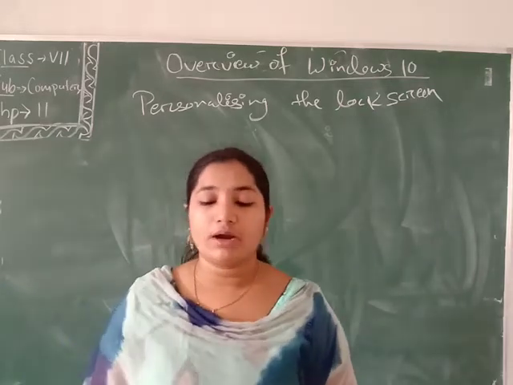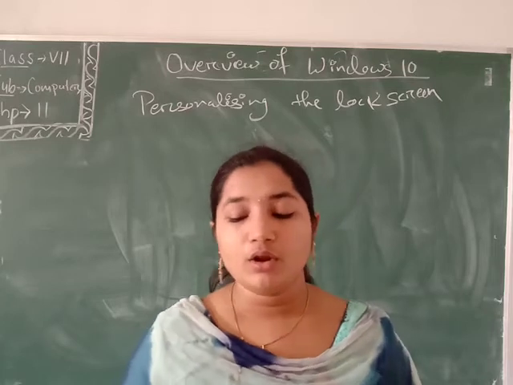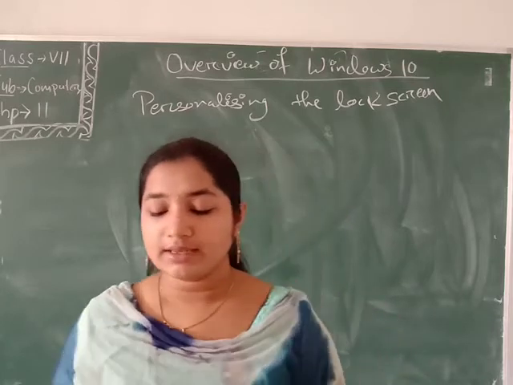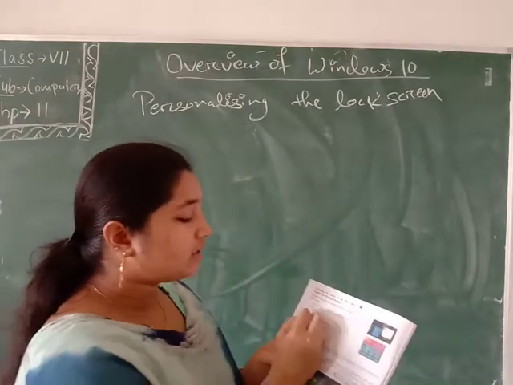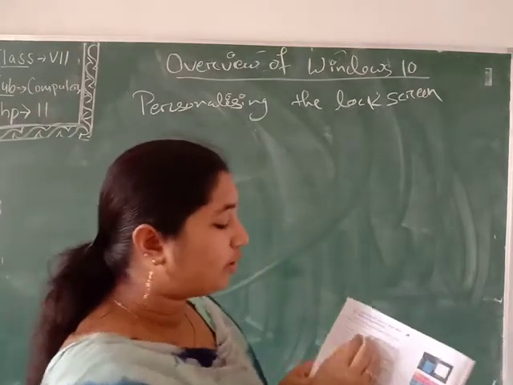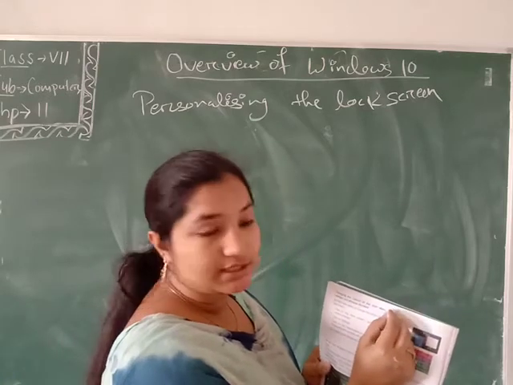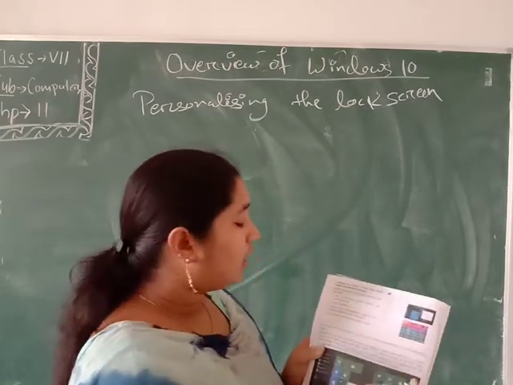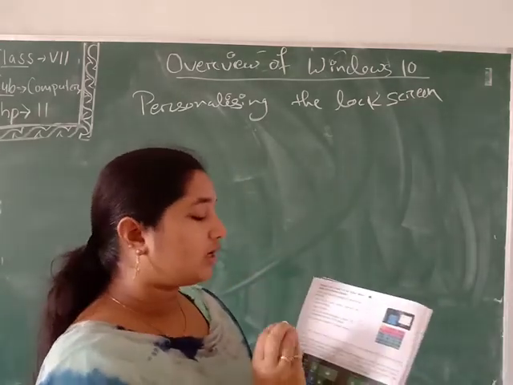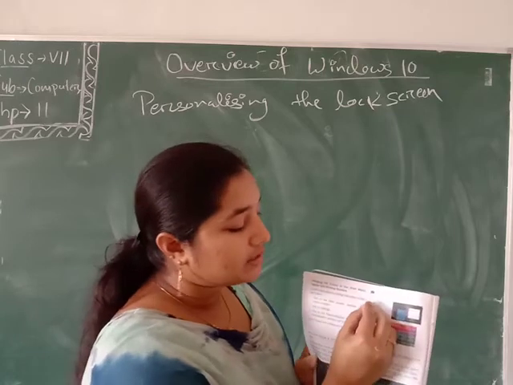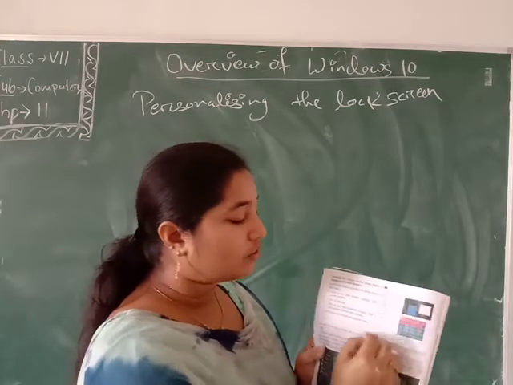Next we will learn about changing the color of the start menu, taskbar and Windows border. How can we change the border? Here you can see, click on the start screen, taskbar and Windows border. After that, we have to click on settings. This is the settings window. After clicking on settings, click on the personalization button. The personalization window will appear.